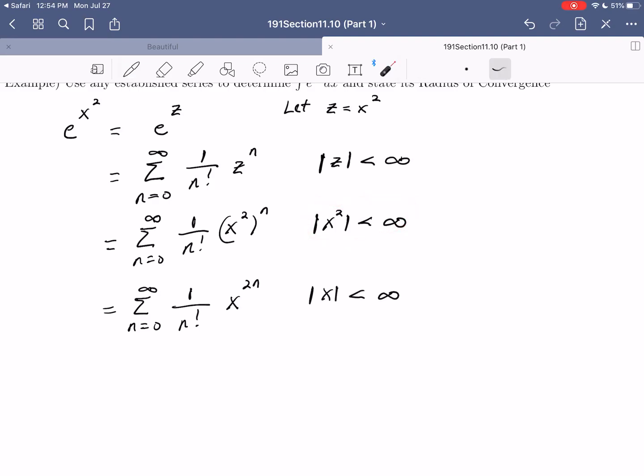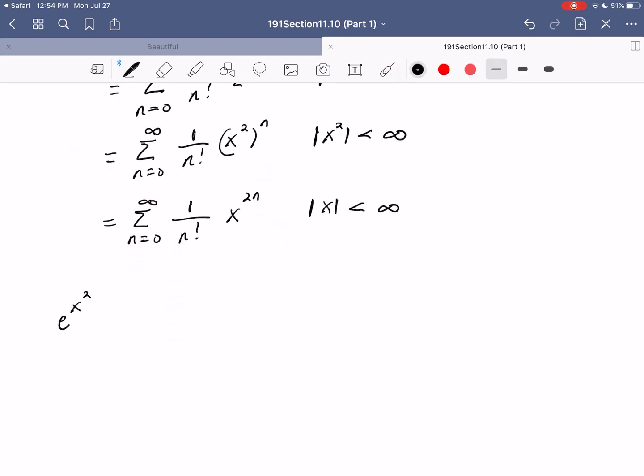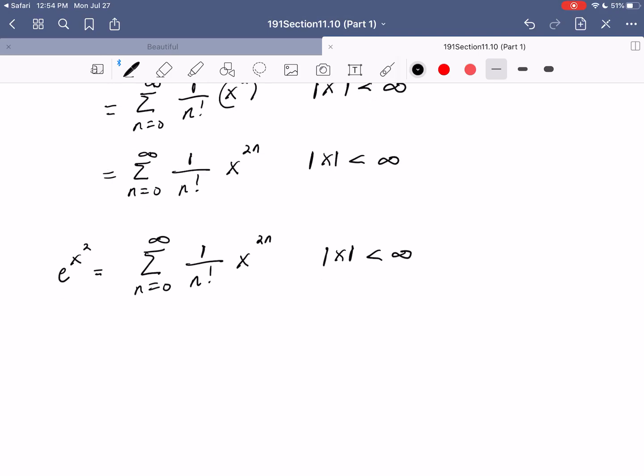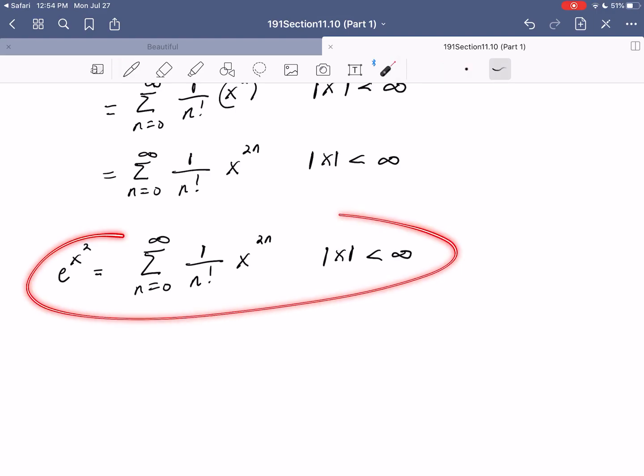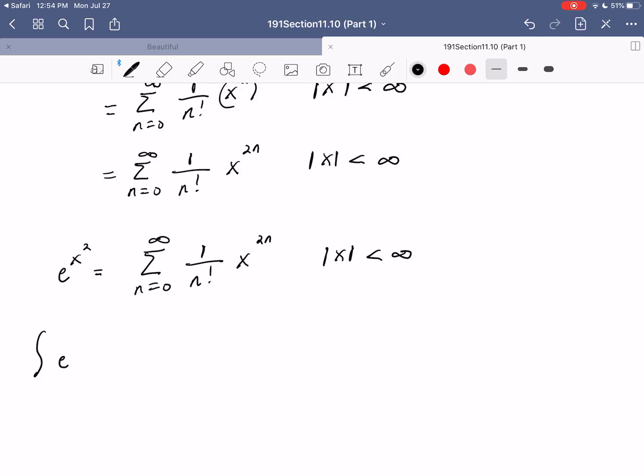Okay, so what we've just done is we built a power series expansion for e to the x squared. So we now know that e to the x squared is equivalent to the sum from n equals 0 to infinity, 1 over n factorial, x to the 2n for all x, or x less than infinity in absolute value. Okay, now let's go ahead and integrate this. So we'll integrate e to the x squared dx and integrate the sum from n equals 0 to infinity, 1 over n factorial, x to the 2n. Absolute value of x, of course, is still less than infinity, and this is dx there.